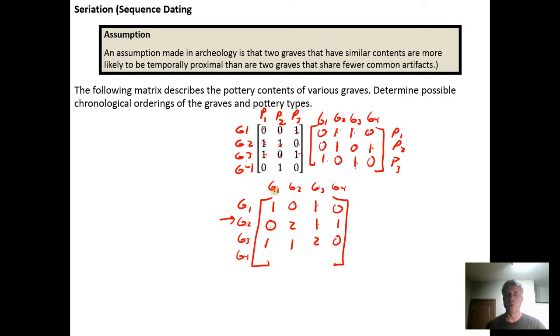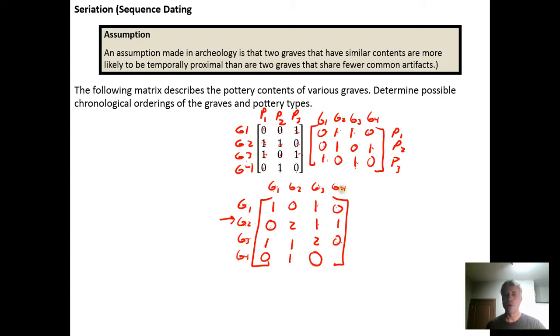This is grave 4 with grave 1, which I could calculate with the dot product. Row 1, column 1, 0 times 0 plus 1 times 0 plus 0 times 1 is 0. Or I could recognize that grave 4 related to grave 1 has already been calculated right here. Grave 1 related to grave 4 is 0 types of pottery in common. Grave 4 related to grave 2 has already been calculated here. Grave 2 and grave 4 have 1 pottery type in common. Grave 4 and grave 3 goes here, but grave 3 and grave 4 have 0 types of pottery in common.